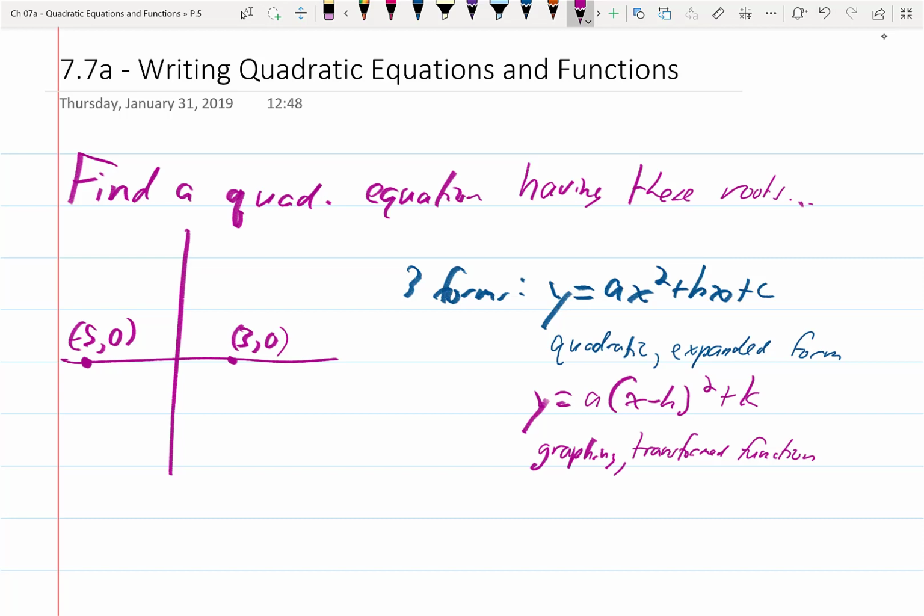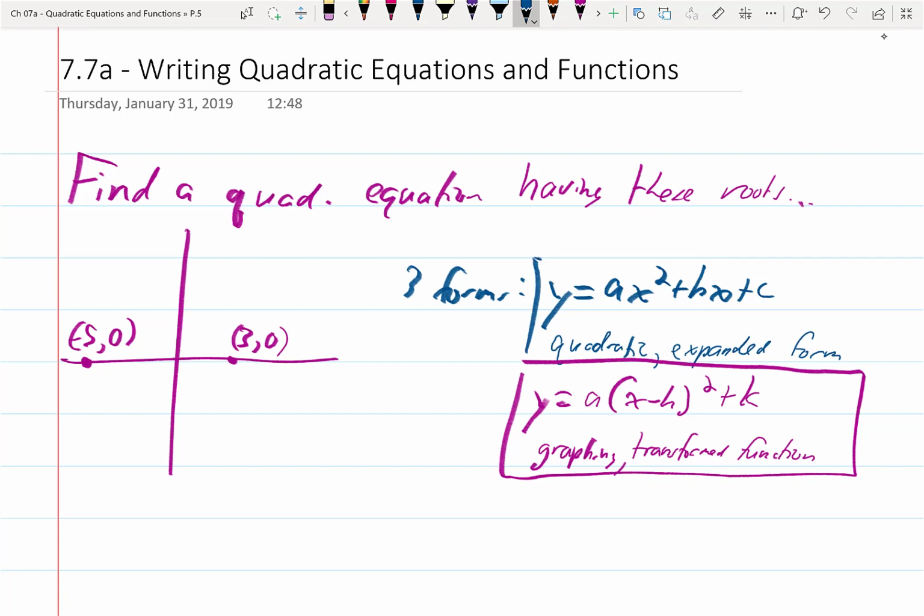It tells you where the axis of symmetry is. It tells you where the vertex is. This is the form you get when you complete the square. These are the two forms we have done so far. There is a third that we're going to talk about right now. This one's the easier one, and it comes from a factored form.